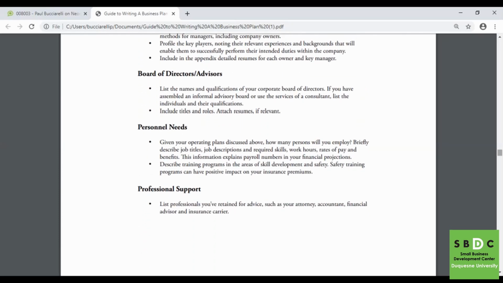In other words, if you are starting a business, it's very likely you may have engaged an attorney, an accountant, a financial advisor, an insurance carrier. All of that becomes part of your team and again lends credibility to your business plan.